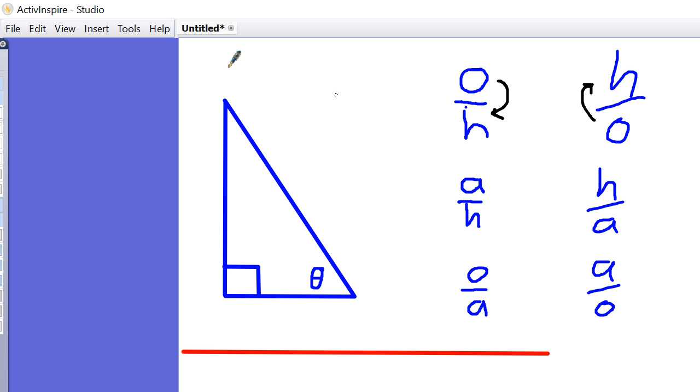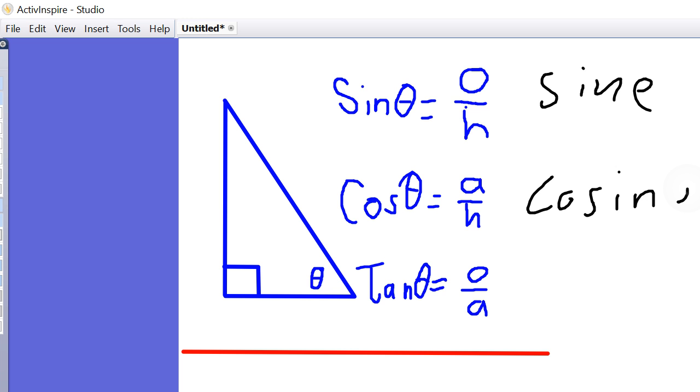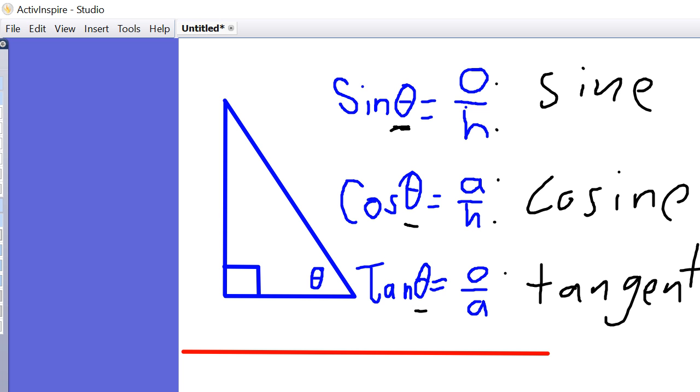This one is called sine, and that's actually S-I-N-E, but we abbreviate it in trigonometry. This is cosine, and this is tangent. They're just fancy pants names for saying from some angle I want the opposite on the hypotenuse, from some angle I want the adjacent on the hypotenuse, or I want the opposite on the adjacent.